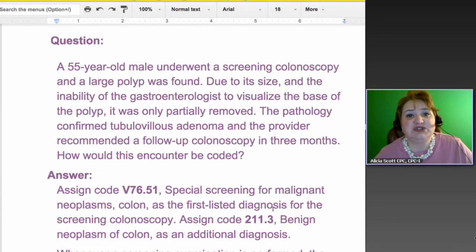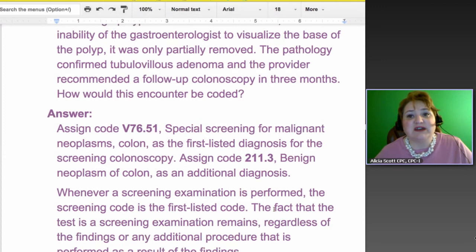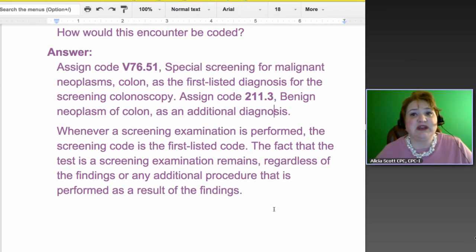So what you would do in this situation is assign code V76.51, and that's for the screening colonoscopy. This was a screening colonoscopy. And then you assign the code for the benign neoplasm. Whenever a screening examination is performed, the screening code is the first listed code. That's the V code would go first. The fact that the test is a screening examination remains regardless of the findings of any additional procedure that is performed as a result of the finding.